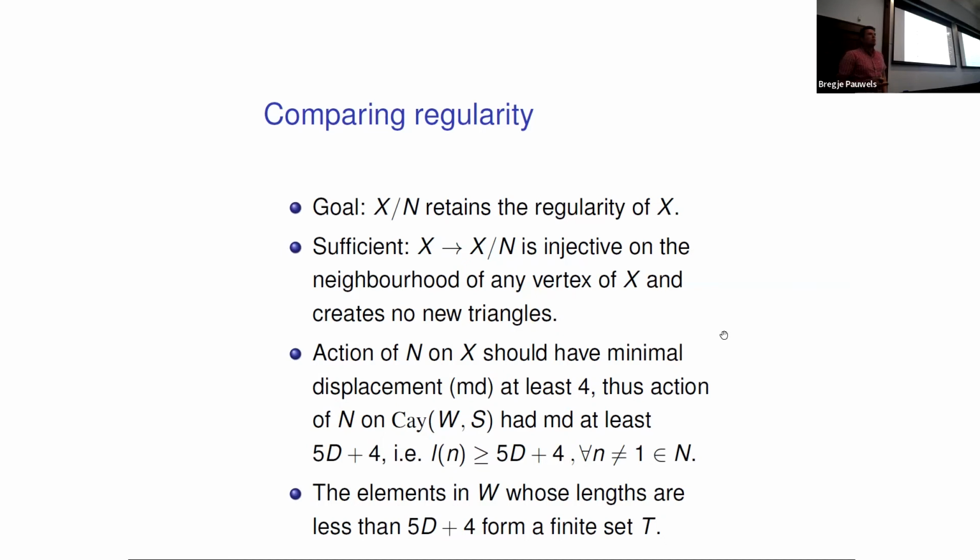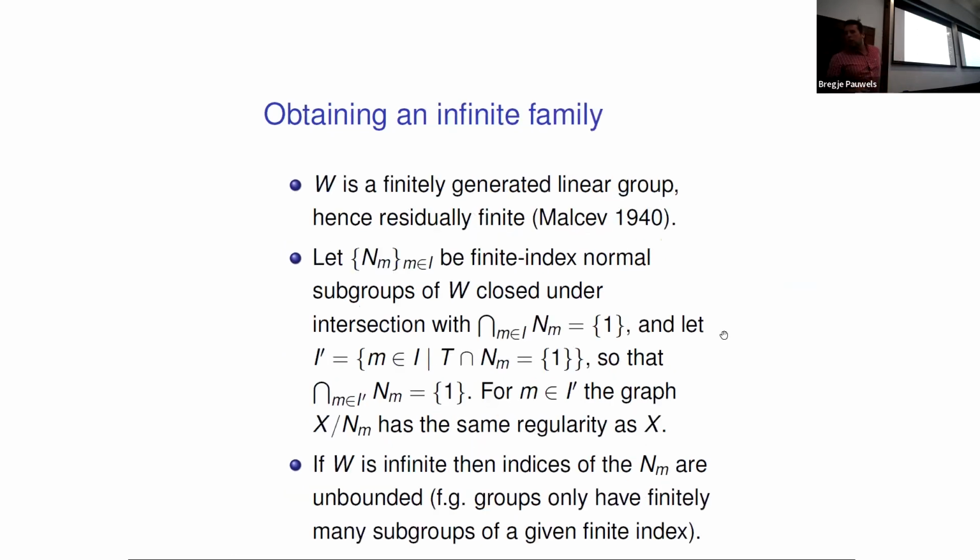Are there bad elements in W? Of course, but there are only finitely many of them. There are only finitely many elements in W that will not move you more than a given distance away. So we will just get rid of them. How do you obtain an infinite family? This is by the theory of residually finite groups. W is a residually finite group. What does that mean? For every non-trivial element, there exists a finite quotient in which this element remains non-trivial.